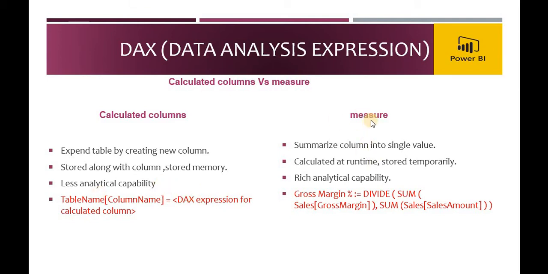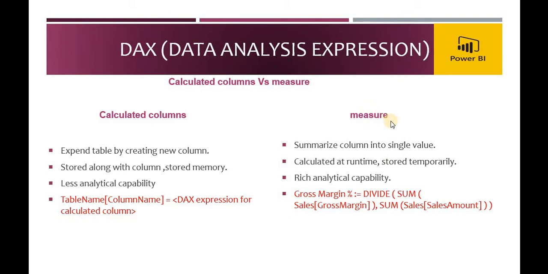So let's understand what the measure column is. A measure column is basically a summarization of a column into a single value. Suppose I want to take the sum of any column, or the result of dividing two columns, then those two column values we can summarize into one single value, and that single value we can use in our visualization. So that is the advantage of the measure.